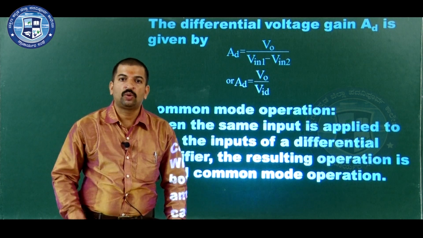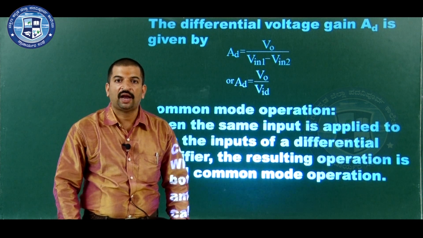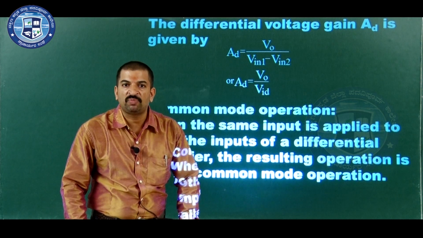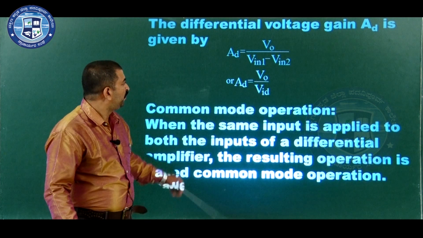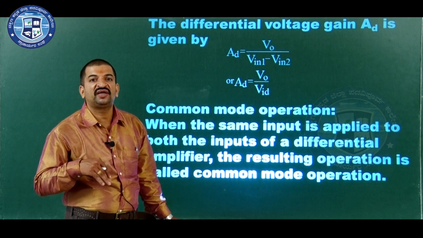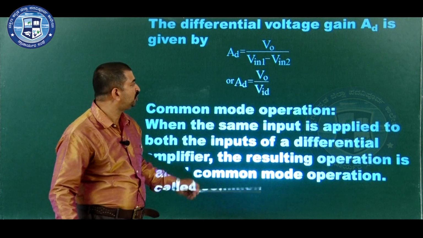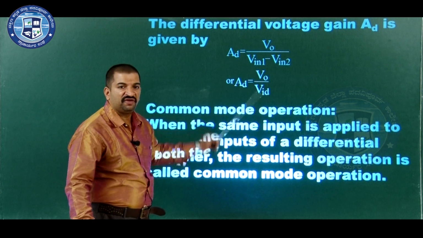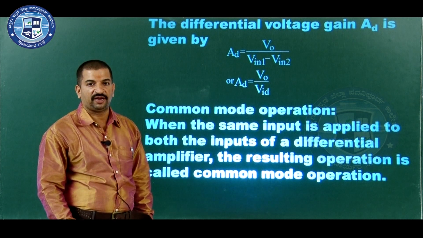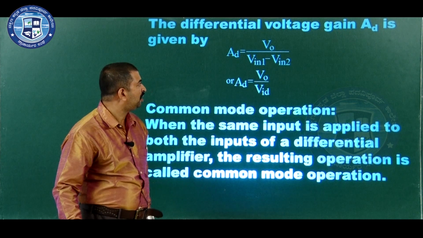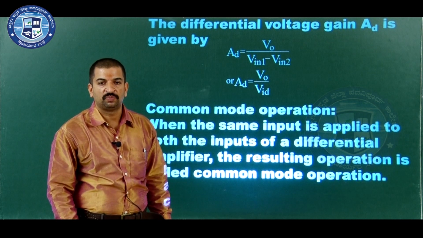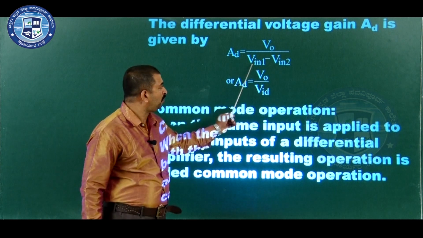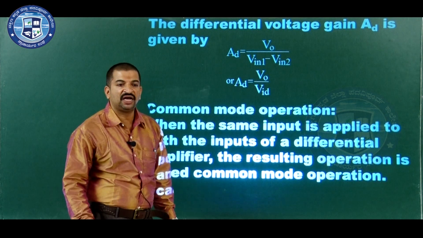Consider we are applying only one input to the amplifier. When a single input is applied, both transistors will amplify the signal and we are going to get a twice amplified replica of the input signal. When both input signals are applied, the amplifier will amplify the difference between the two input signals, and it appears across the output terminal. The differential voltage gain AD is given by the formula Vo divided by Vin1 minus Vin2. It is defined as the ratio of output voltage to the input difference voltage. Vin1 minus Vin2 can also be written as Vid, the input difference voltage.